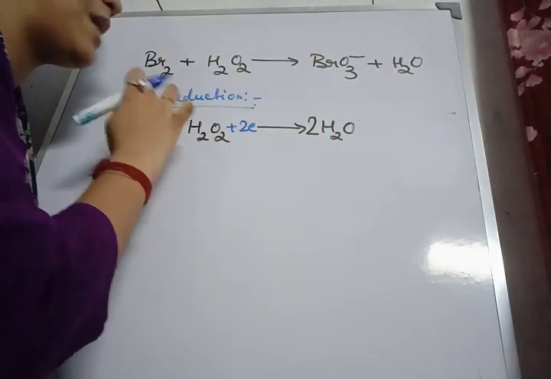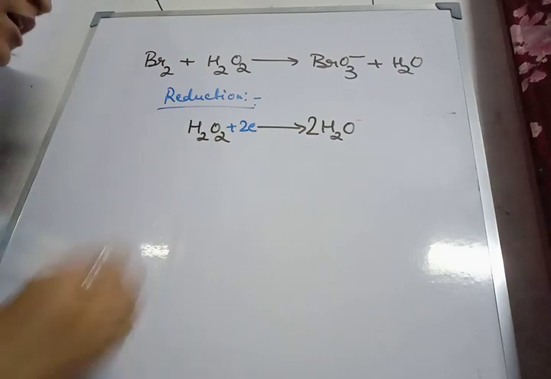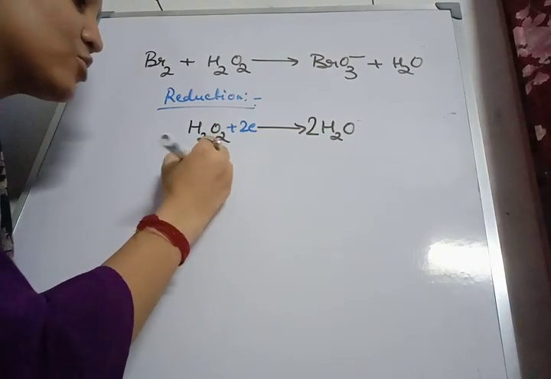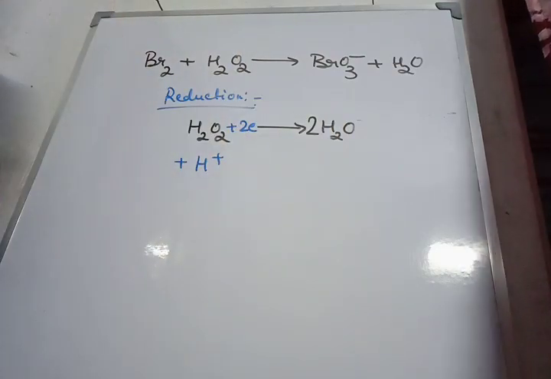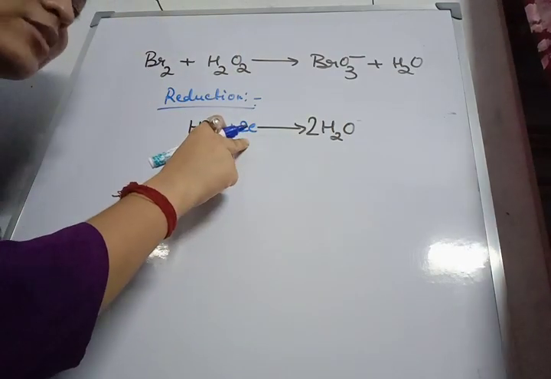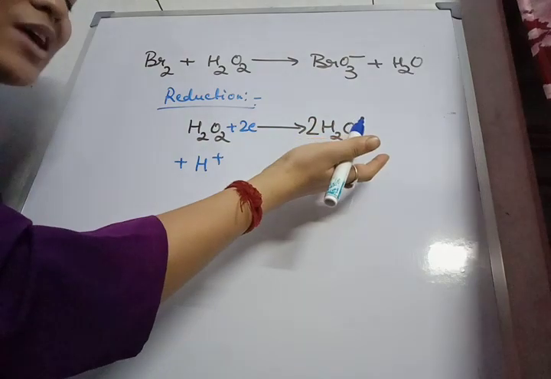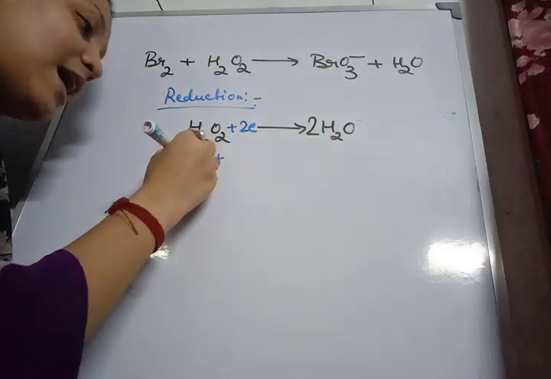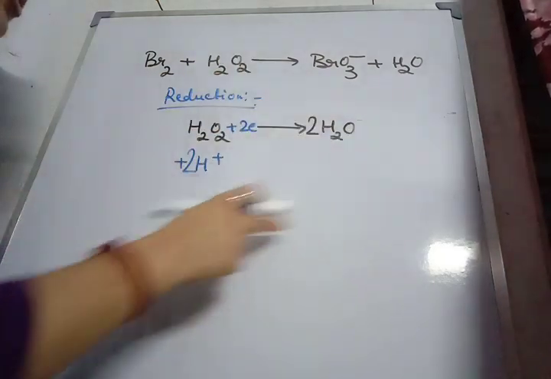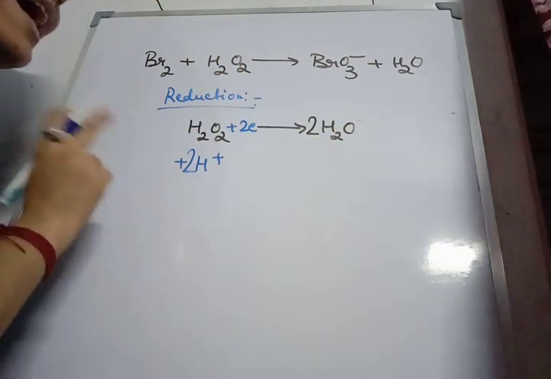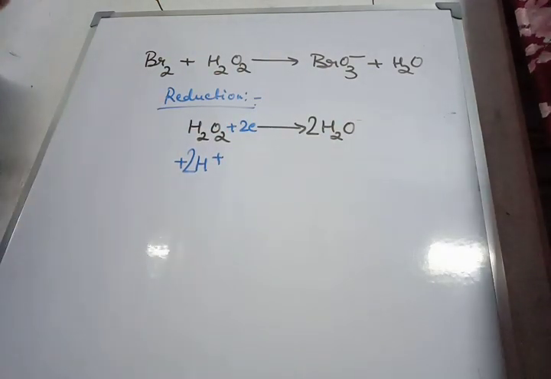Now we have to balance the equation charge wise. So hydrogen ions I'll be adding on the left hand side. Since I have 2 electrons on the left hand side and right hand side the charge is 0, so hydrogen ion has to be multiplied by 2. So this equation is balanced with respect to their charge and with respect to the number of atoms present.